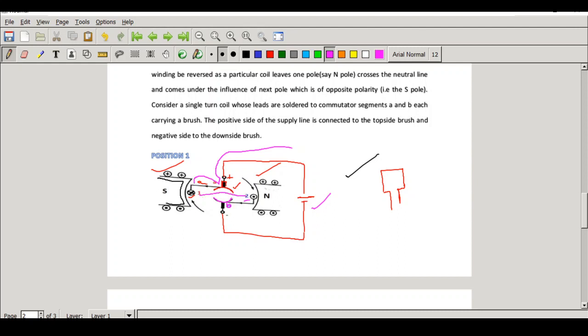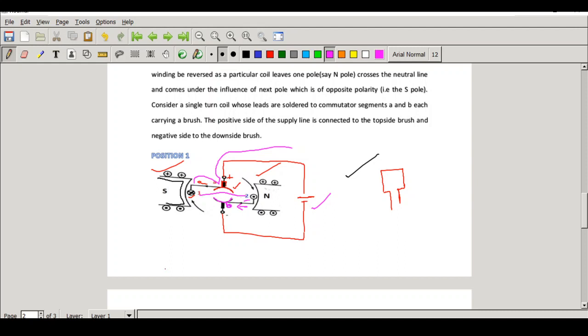Internally they are connected, right? So from the conductor 2C, the current is flowing out. That is why it is shown by a dot. Then from the conductor 2, it will go to the commutator segment B, then back to the brush, and it completes the circuit. You have already learned this. So this is how it works in position 1.